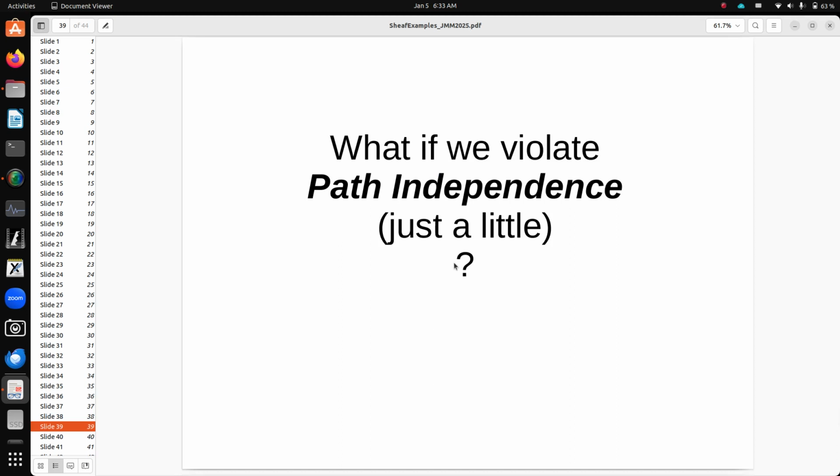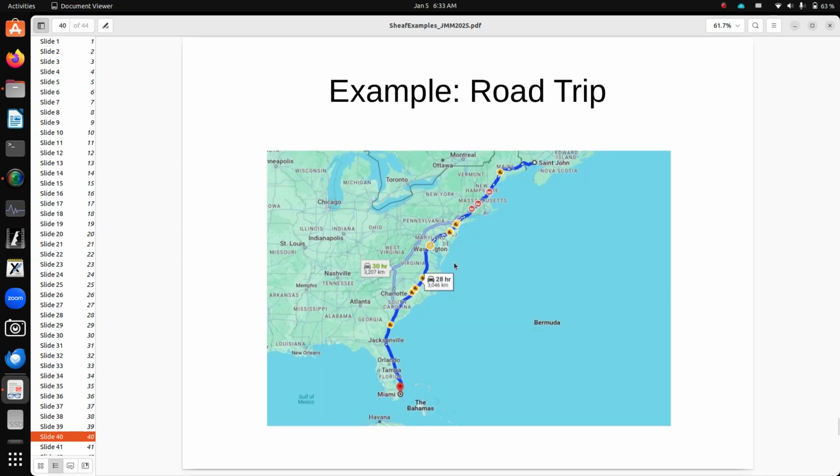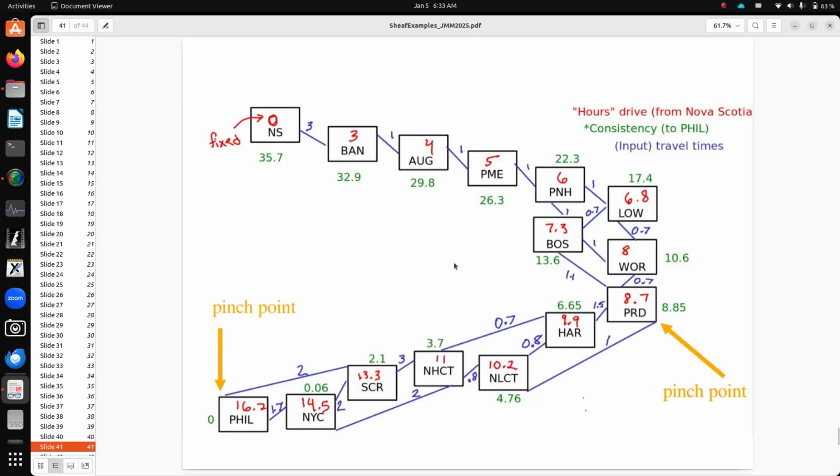And last example, okay, so I said we needed path independence, but what if we violate it just a little bit? So I came up with this example of a road trip from Nova Scotia down to Miami, but I wanted to give the driver a little bit of freedom to maybe avoid Boston or Hartford if they wanted to, but I'm still making the driver go through Providence and I'm still making the driver go through Philly, okay?